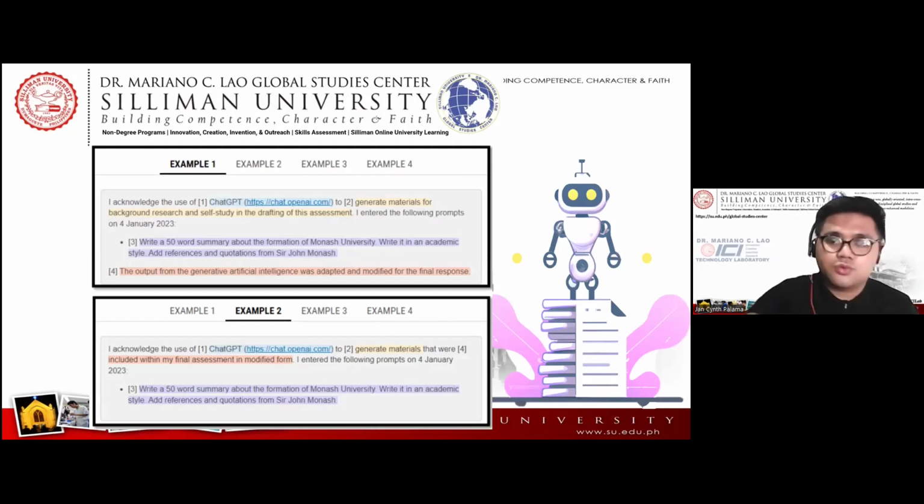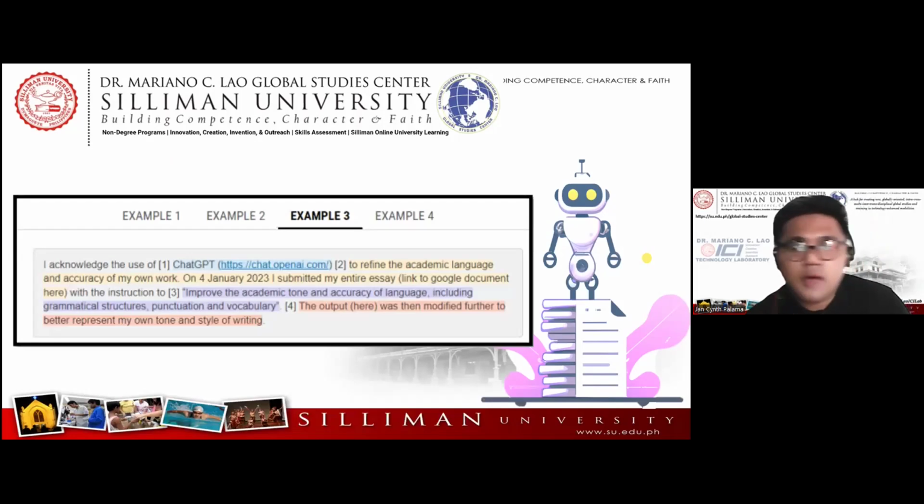That's example number two. Another example of how you will declare: I acknowledge the use of, again, ChatGPT to what? Not to generate materials, but to refine the academic language, for example. Then, when was that, when were you using ChatGPT? You declare the date, right? And what are your prompts? What are your questions to ChatGPT? And what was the result of the output? Is it modified or still the same?